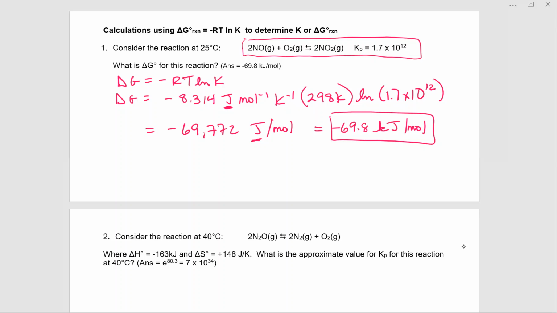So what I want you to pay attention to here is make sure that you keep track of the units on R. You can rather easily miss the point by not keeping track of the correct units.